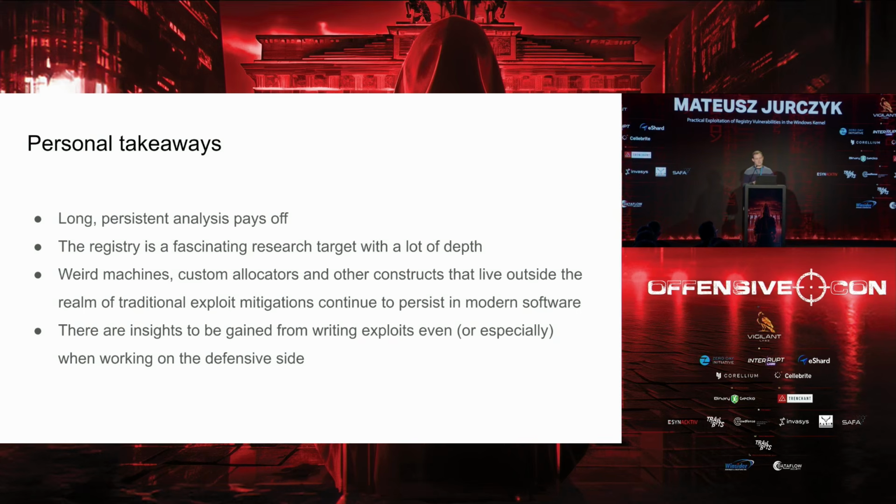Weird machines, custom allocators, and other constructs that escape the realm of traditional exploit mitigations continue to exist, which is kind of interesting: you have all of these mitigations in the kernel, but all it takes is still one bug and you get arbitrary read and write. And finally, there are insights to be gained from writing exploits, even when working on the defensive side, or maybe especially because you never know what problems you are going to encounter. It's a very interesting exercise to see which mitigations are effective and what other mitigations could be introduced to actually prevent real-world exploits in the future. So with that, thank you, and maybe I can answer some questions.